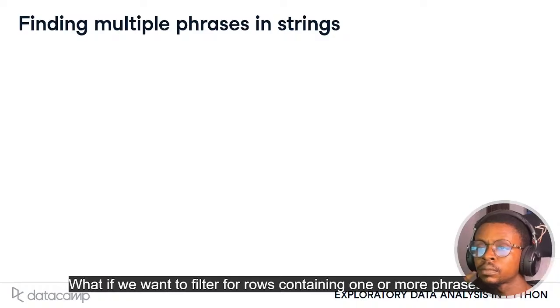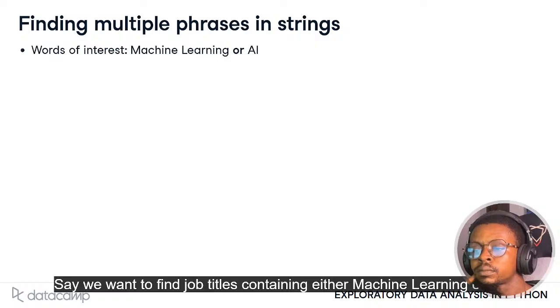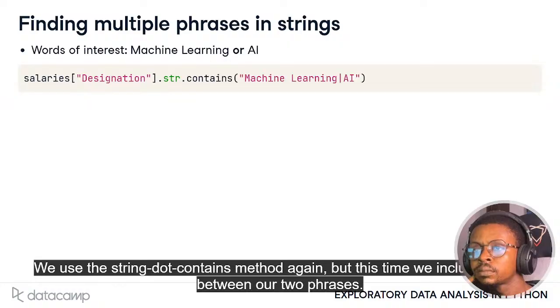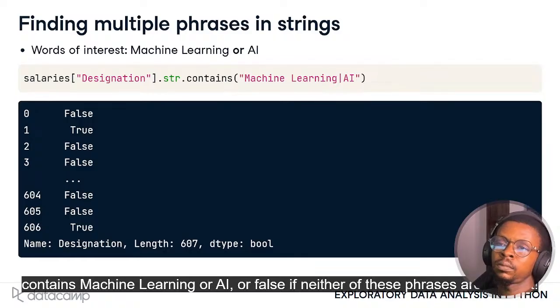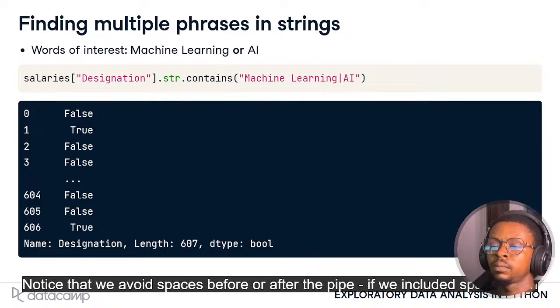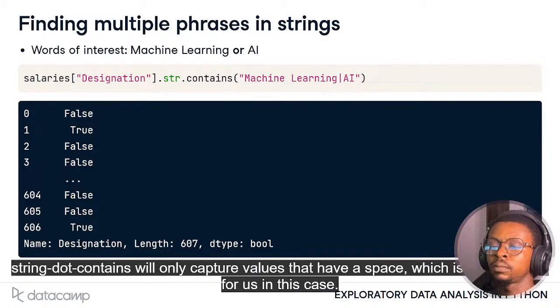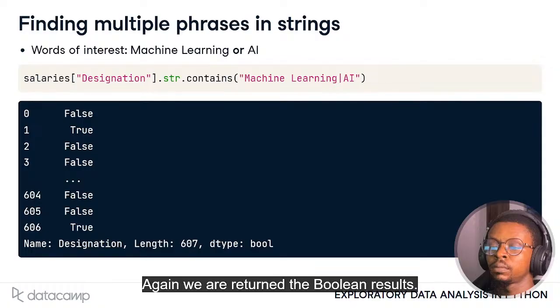What if we want to filter for rows containing one or more phrases? Say we want to find job titles containing either machine learning or AI. We use the str.contains method again, but this time we include a pipe between our two phrases. This will return true if an observation in the designation column contains machine learning or AI, or false if neither of these phrases are present. Notice that we avoid spaces before or after the pipe. If we included spaces, then str.contains will only capture values that have a space, which isn't necessary for us in this case. Again, we are returned the Boolean results.